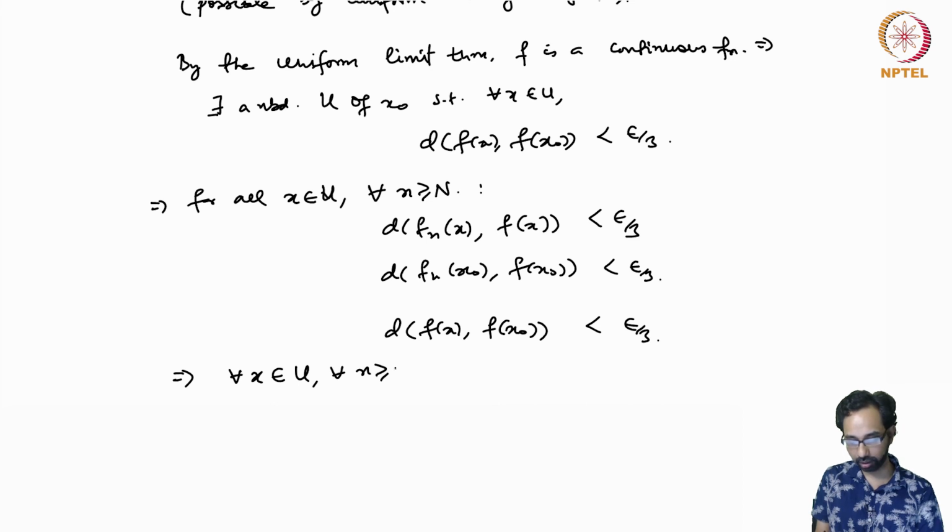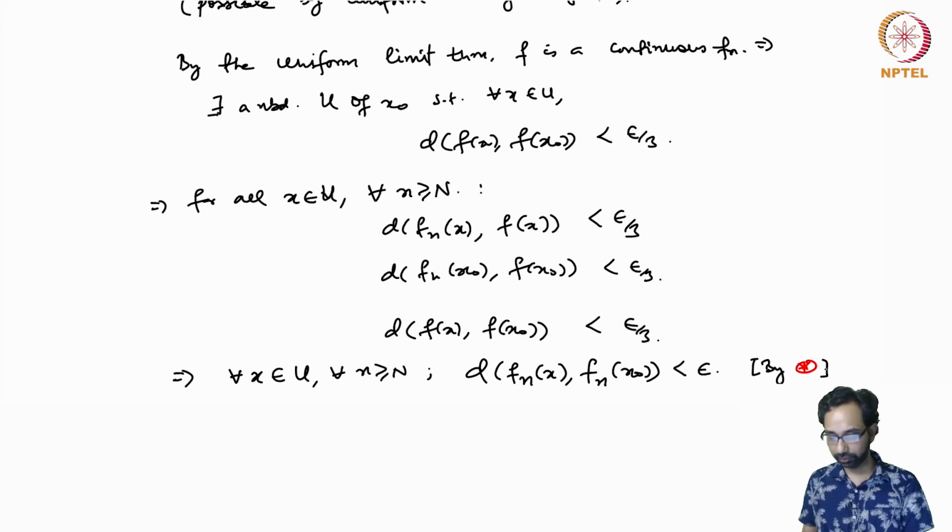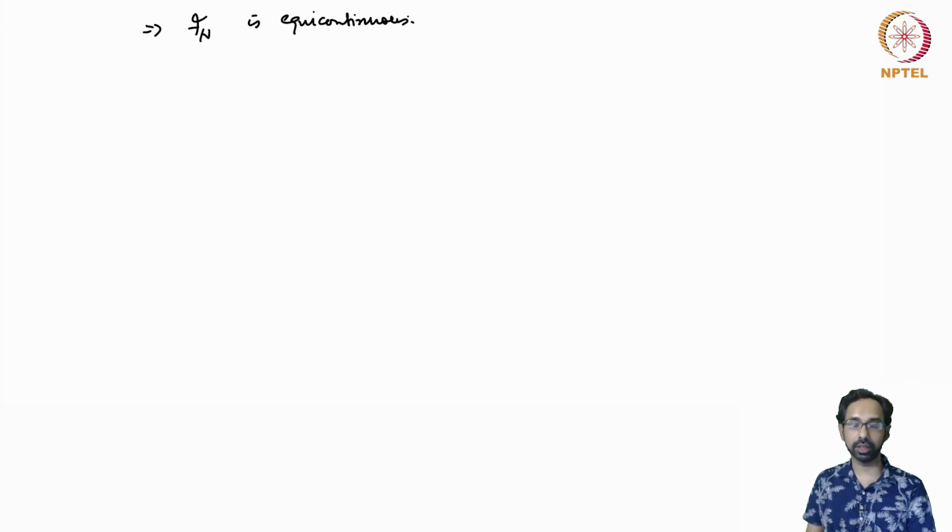and now this implies that for all x in U and for all n greater than or equal to capital N, we have that d(f_n(x), f_n(x0)) is less than epsilon, and this is by the inequality star above. So we have shown that the set F capital N is equicontinuous because the same neighborhood works for all of the functions in this set, and this concludes the proof. F is equicontinuous.